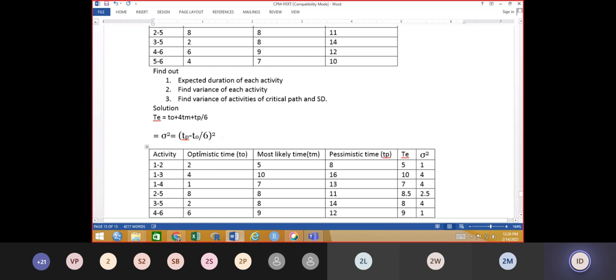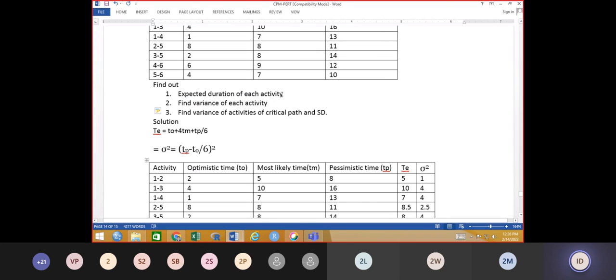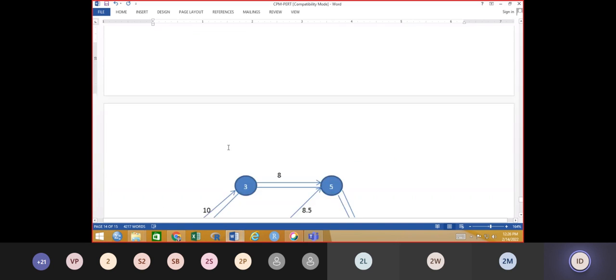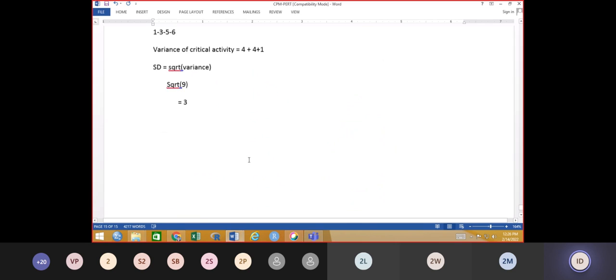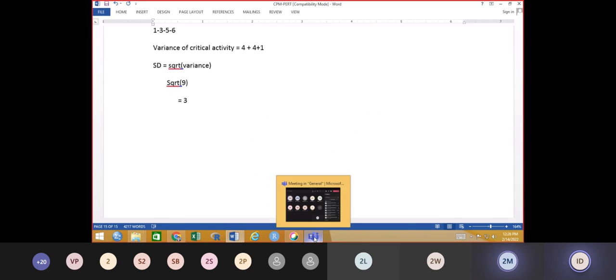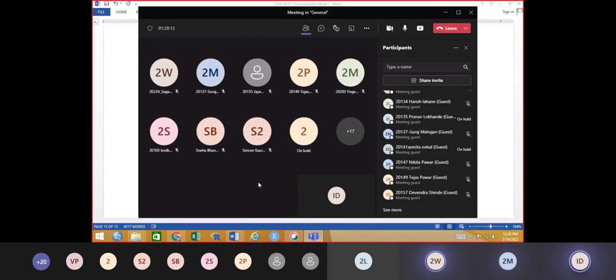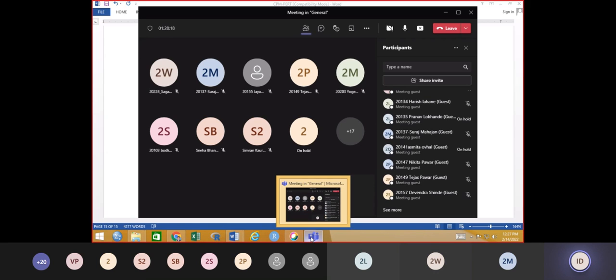Now in the problem, the expected time TE we calculated by using this formula for each and every activity, and the critical path and its standard deviation are calculated using this formula. Standard deviation is the square root of variance. Understand? Yes, sir. Okay, so this is the PERT, Program Evaluation and Review Technique. Nothing more than this.